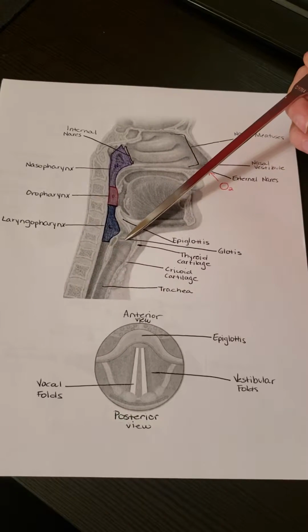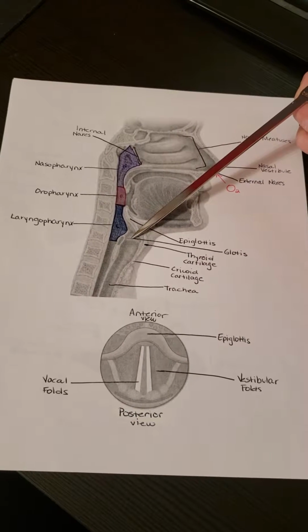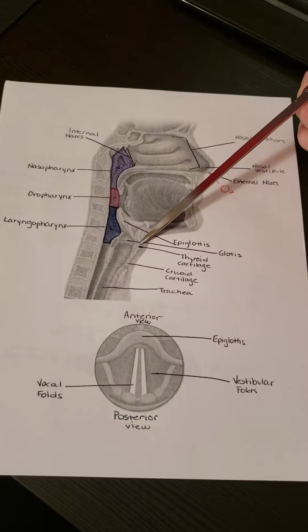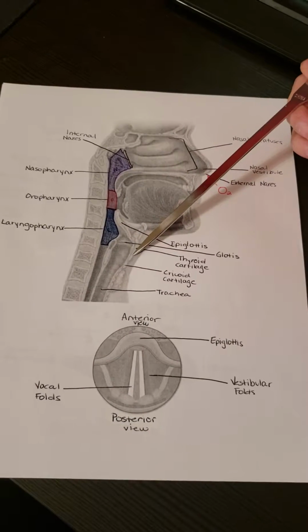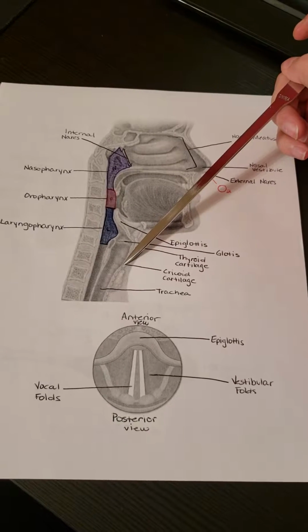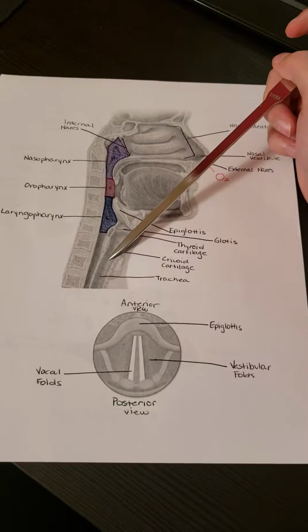So this opening, you can barely see it, but that's the glottis, where we'd find the vocal and vestibular folds. This cartilage right here is the thyroid cartilage, and this smaller one is the cricoid cartilage, and this is the trachea.